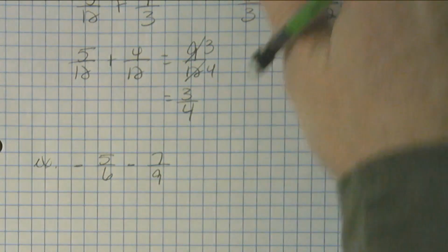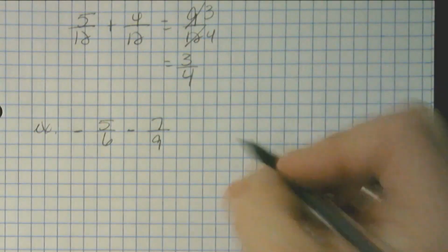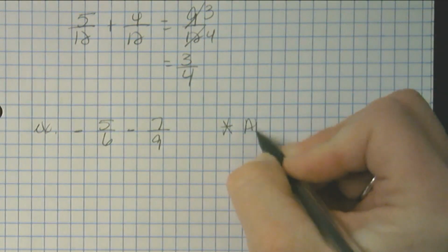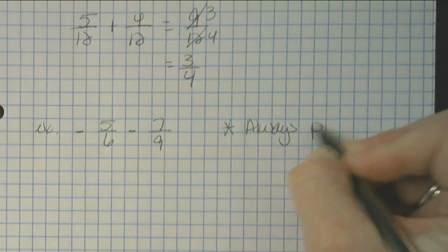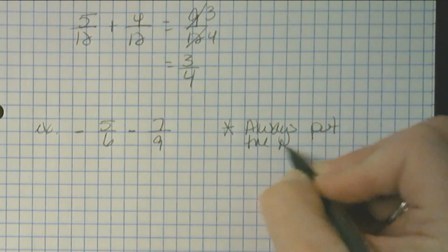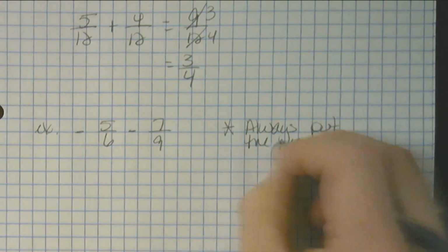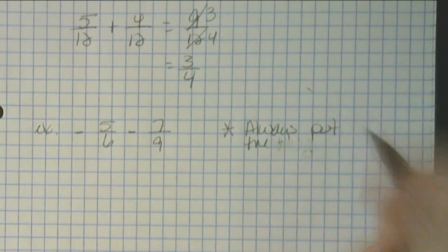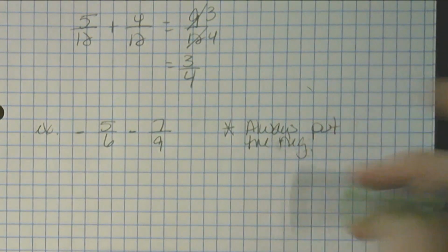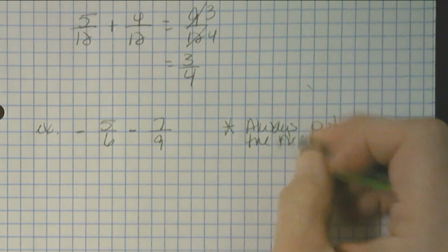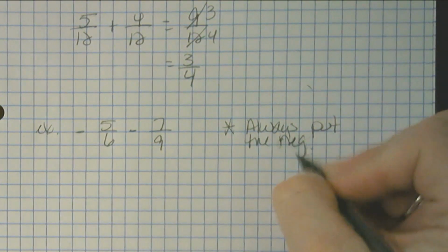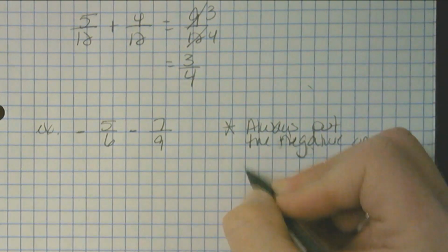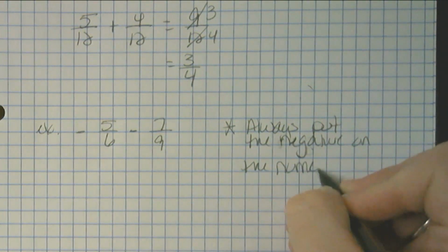So negative 5/6 minus 7/9. Let me give you a little tip here. Always put the negative on the numerator when you're doing these for adding and subtracting. On the numerator. Put the negative on the numerator.